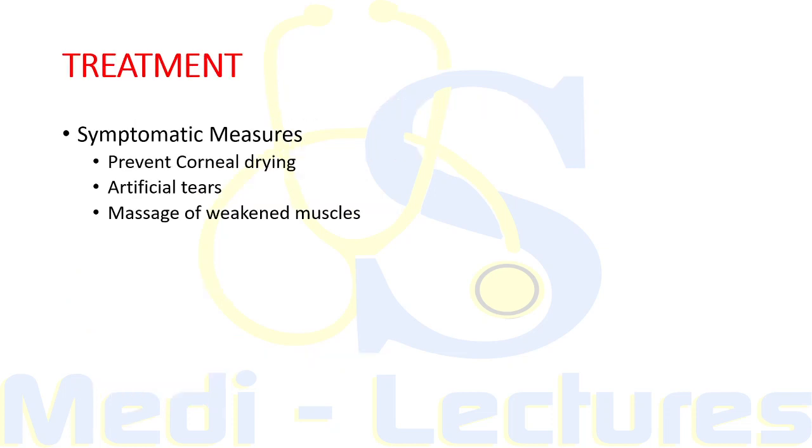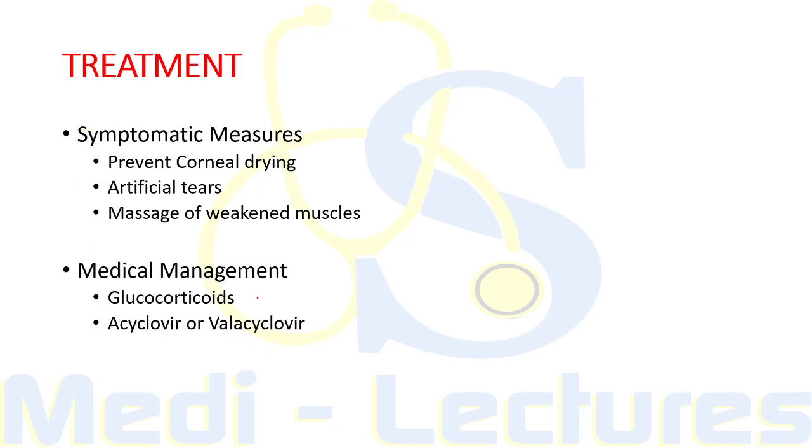Now coming on to the final and most important part, that is treatment. First of all, we should follow some symptomatic measures. We have to prevent corneal drying in the patient by the use of paper tape to depress the upper eyelid during sleep. We can give artificial tears and ask the patient to massage the weakened muscles. Now the medical management includes glucocorticoids and antiviral drugs.